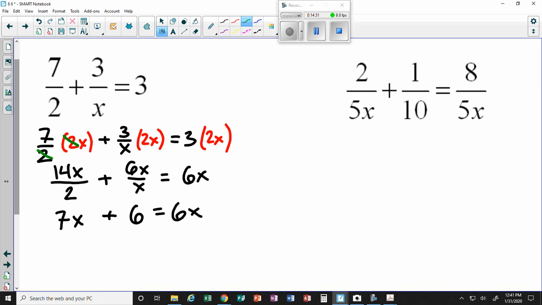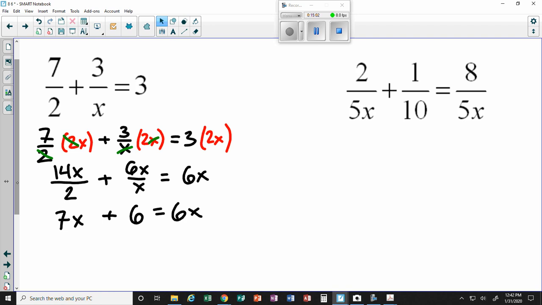7 times x. Here I'm multiplying by 2x and dividing by x. So those x's are going to cancel, so I'm left with just what? 3 times 2, 6. And then over here I have 3 times 2x. Okay? So it doesn't matter if you multiply then simplify or simplify then multiply, you get the same thing. Whatever makes most sense for you. Whatever's not going to mess you up. Okay? Don't care how, like I said, how you do it.